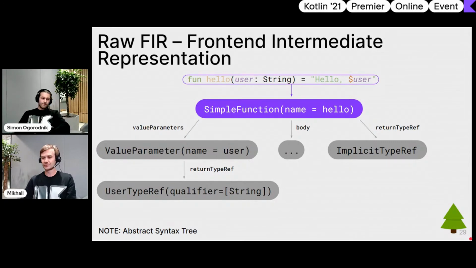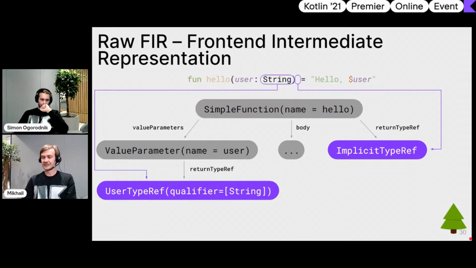However, the top level node here is more or less the same. It's a simple function. Some information is added into front-end IR. For example, type references. The string type reference exists in source code, and it's represented by a user type reference. However, the return type of the hello function does not exist in source code. It's implicit, and it's represented by an implicit type reference node.